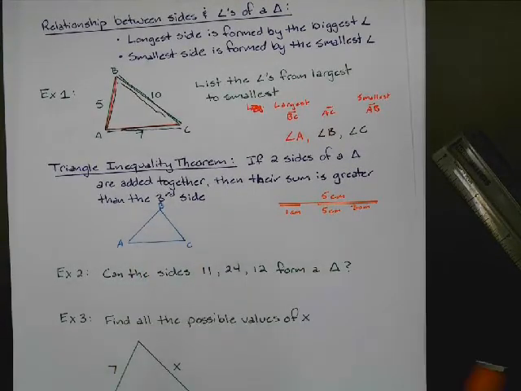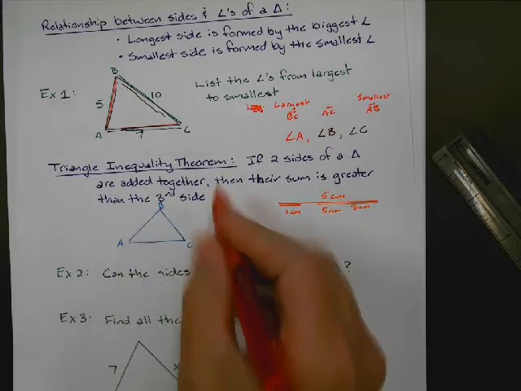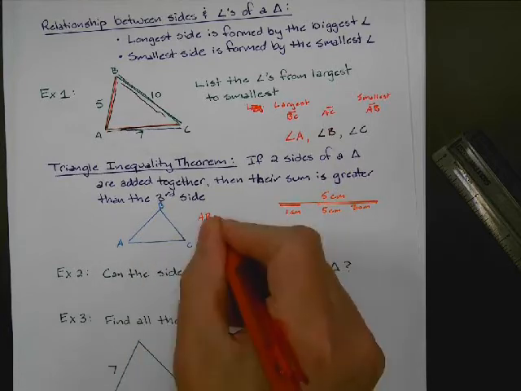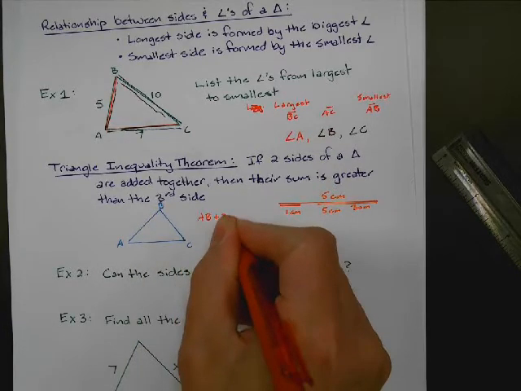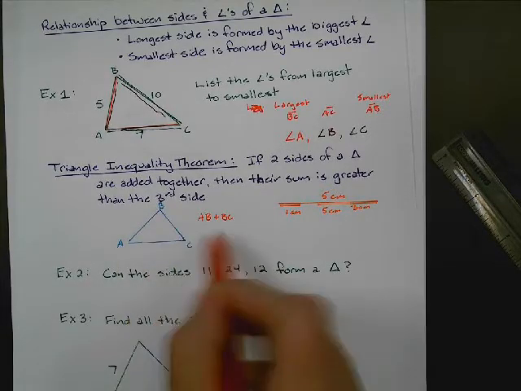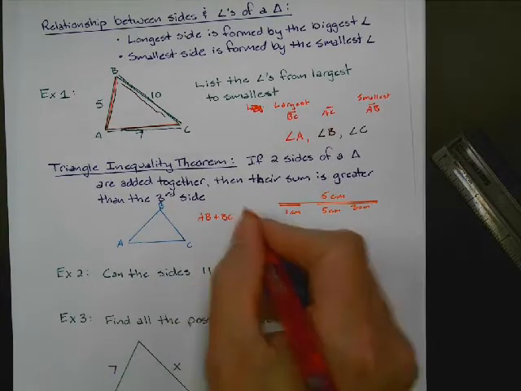So that means that this side here, AB, plus this side here, BC, when you add them together, that measurement is going to have to be bigger than the third side.